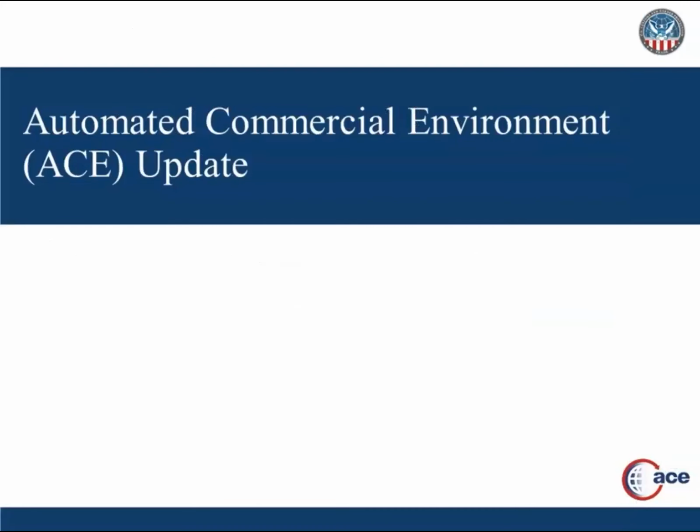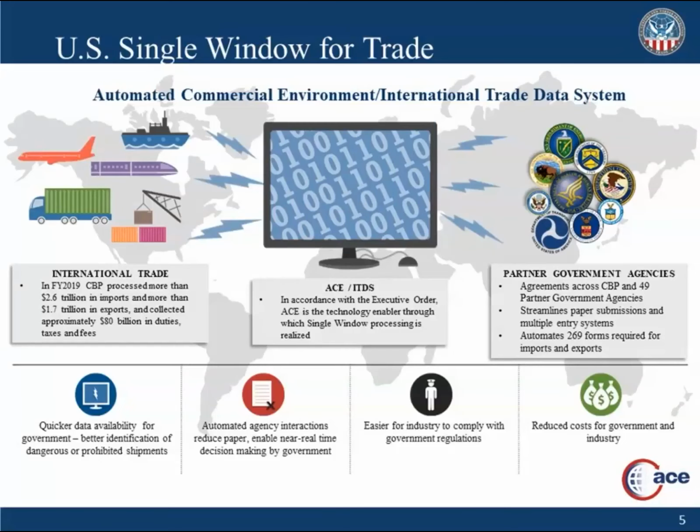So I'll give you a quick overview of ACE, or the Automated Commercial Environment, and where we are today. ACE is the United States single window, the primary processing system through which the trade-related data required by all government agencies is submitted and processed. Across CBP and 49 partner government agencies, or PGAs, agreements are in place to transmit import and export data electronically. This has meant a transition away from paper-based procedures to a faster, more streamlined process for both government and industry.